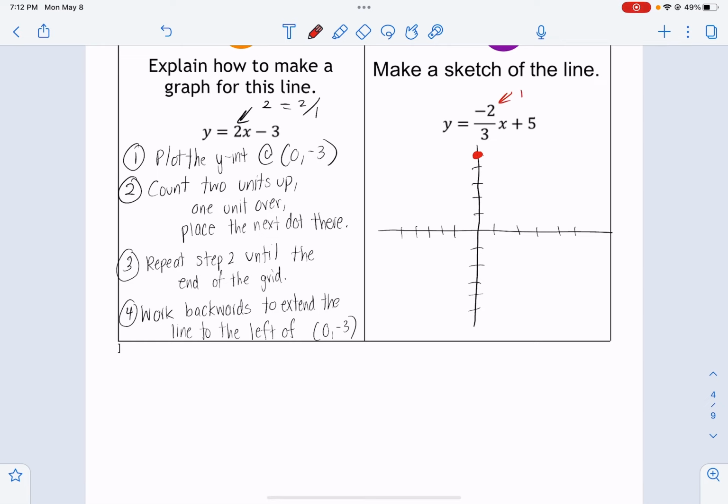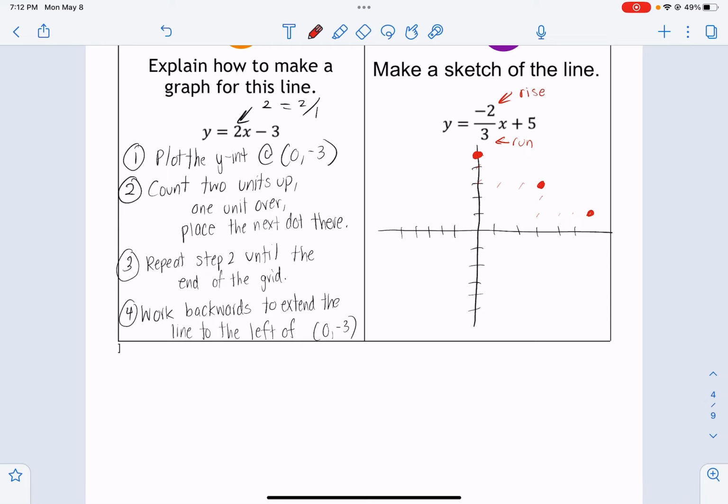From there, we see that -2 is our rise, so we're going to go down 2, and 3 is our run. So we're going to go down 2, over 3. Our next point will be here. Then we'll go down 2, over 3. Our next point will be here. This is as far as our grid goes. Of course, we can continue this as much as we want.